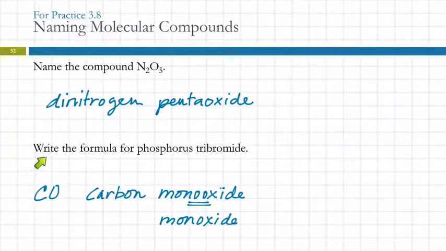Okay, let's write the formula for phosphorus tribromide. What's the symbol for phosphorus? P. How many phosphorus atoms are there? Just one. It doesn't say mono because we leave the mono off, but it doesn't say anything else, so it's just one. And then tribromide, what does that mean? 3 Br's. So Br, and the 3 is a subscript after the element symbol. Okay, any questions?